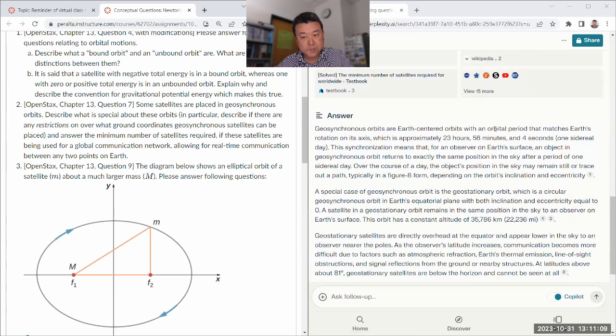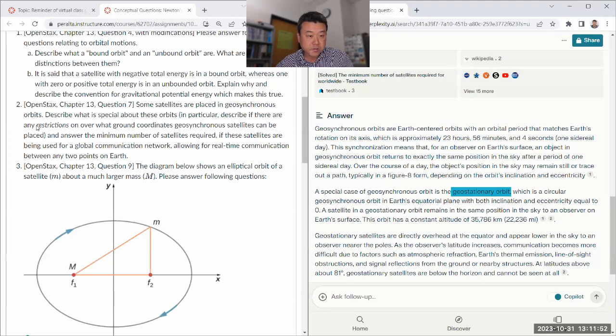Geosynchronous orbit, Earth-centered orbit, with an orbital period of 24 hours, or one sidereal day, in one day with reference to the stars, rather than with respect to the sun. With respect to the sun, there's either one extra or one less rotation over a whole year. Synchronicity means that an observer in geosynchronous orbit returns to the same position. Yeah, that is the actual correct use of the word geosynchronous. It may remain still if it's geostationary, or trace out a path. That's good. Geostationary is a circular geosynchronous orbit.